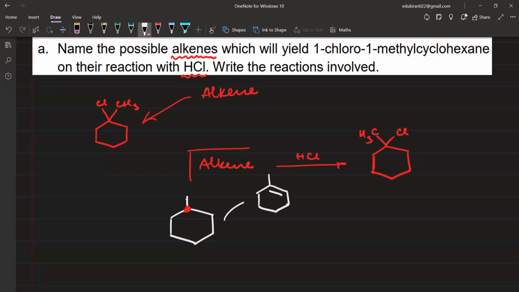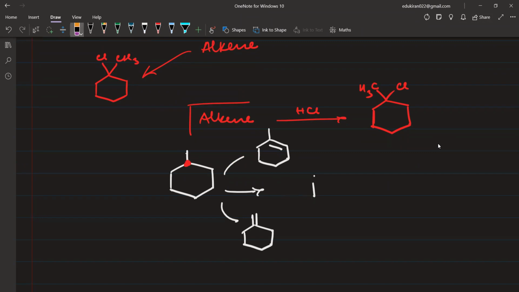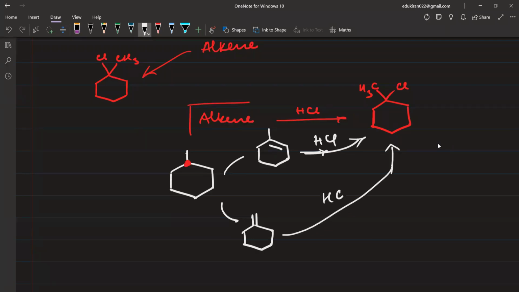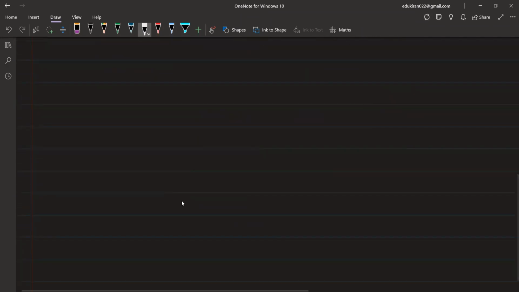You can either have a double bond like this, you can have a double bond like this, or you can have a double bond like this. These are the only three possible, but you will say that, sir, first and second possibilities are same. These are not different. If you are going to name it, the names are going to be same. So first and second are same thing only. As a result, we have only two possibilities, and both of these possibilities on reaction with HCl are going to give you this product. Okay. So there are two different ways.